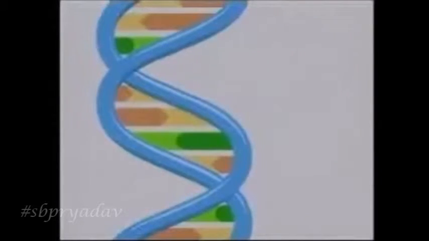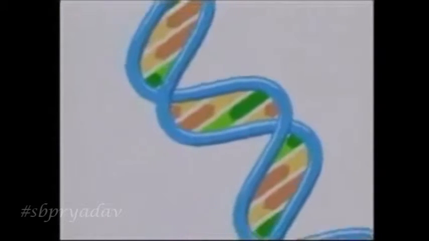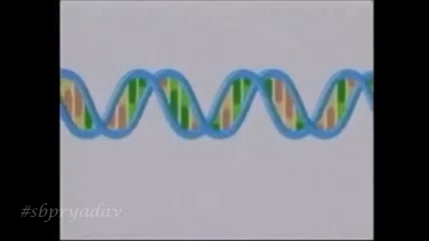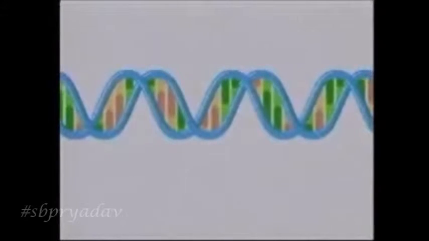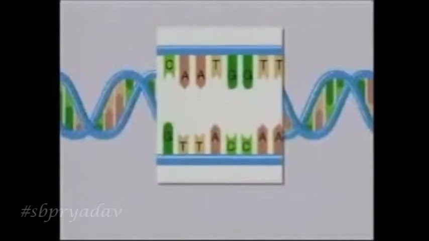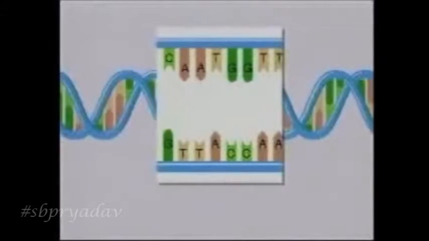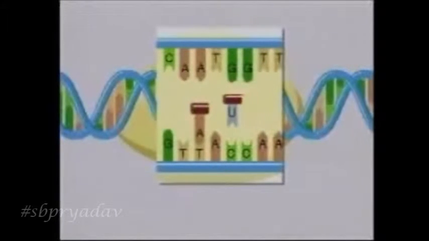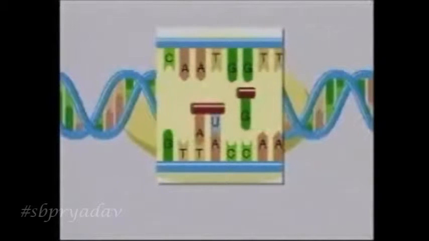The manufacture of RNA from a DNA template is called transcription. Transcription begins when the 2 strands of DNA in a specific region unwind and separate. Only one strand of the DNA serves as a template for the new RNA. The enzyme RNA polymerase matches RNA nucleotides with the complementary ones on the template strand of DNA.